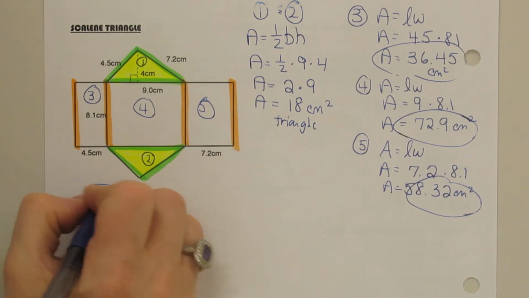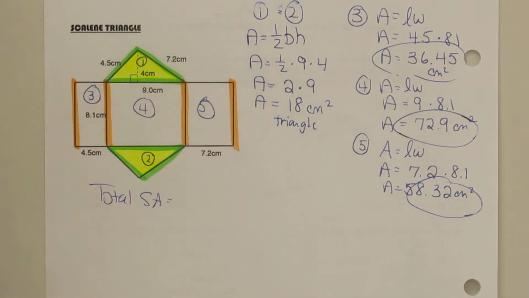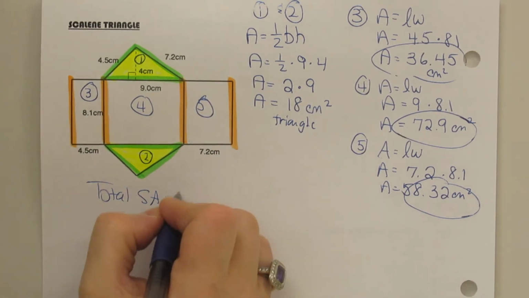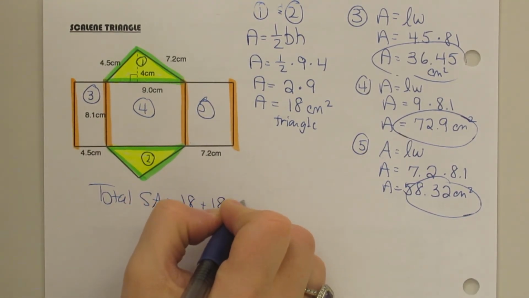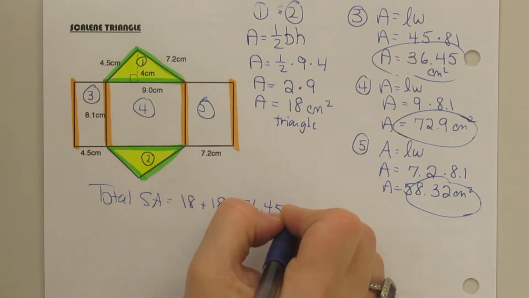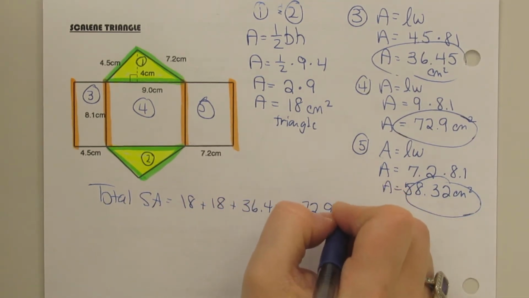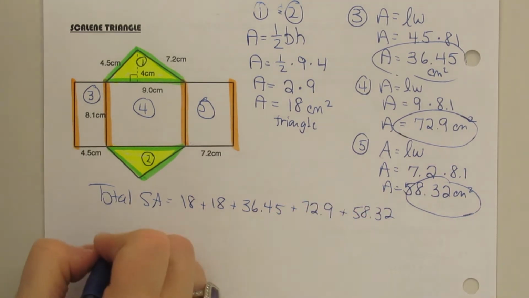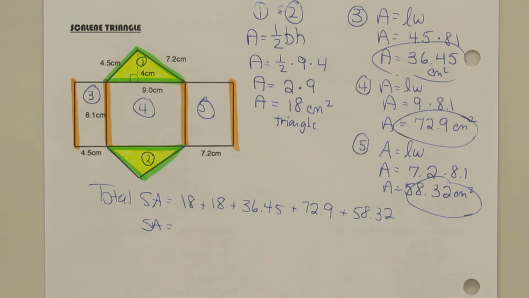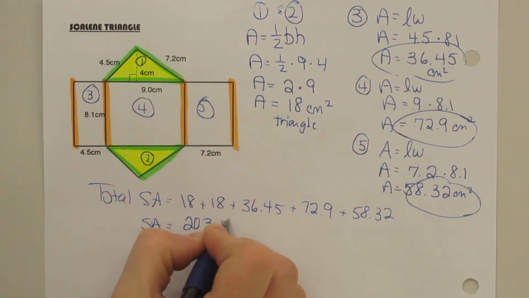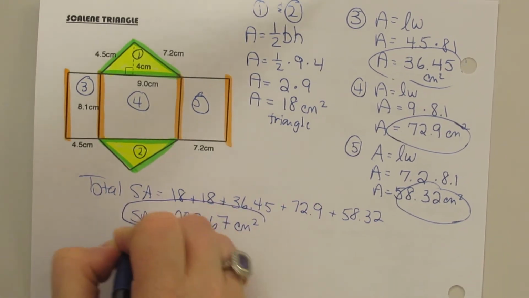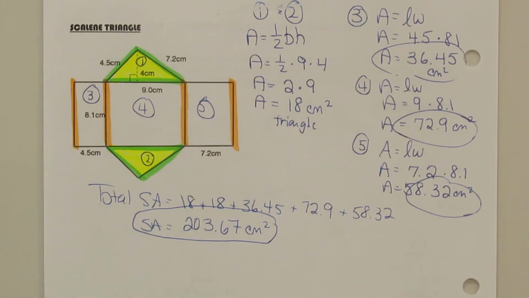So we've got our triangle, and then we've got 3 rectangles. And the total surface area would be those numbers, those surfaces all added up. So we've got an 18, an 18, a 36.45, a 72.9, and a 58.32. So surface area. So I would grab a calculator, 18, 18, 36.45, 72.9, and 58.32, giving me a total surface area of 203.67 centimeters squared. And if you wanted to double check that, you could use the formula and that would work as well.